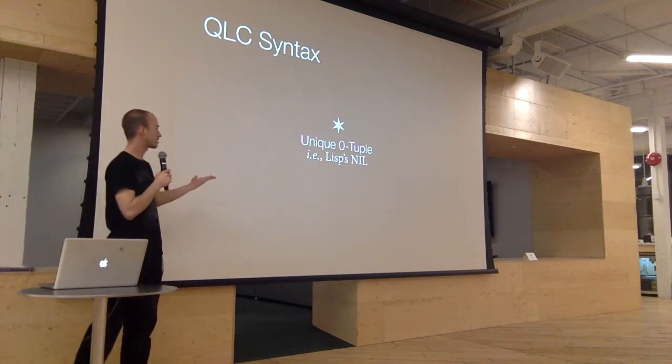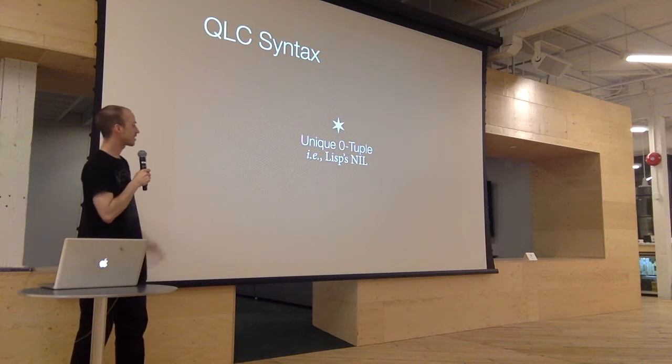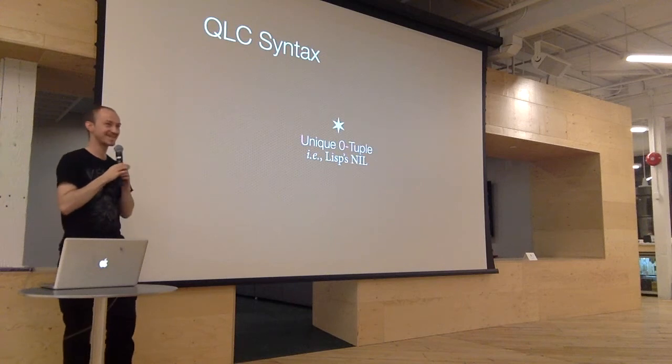And that's the unique 0 tuple, which is equal to Lisp's nil. I couldn't find a good asterisk in any of my fonts, so I used this stupid star. Sorry.